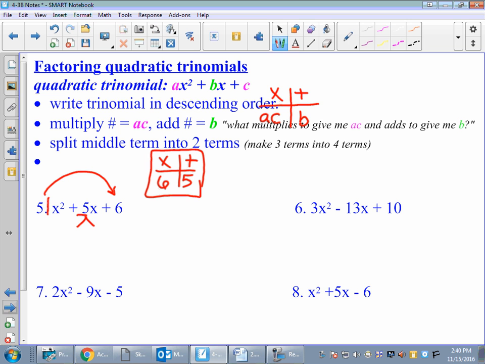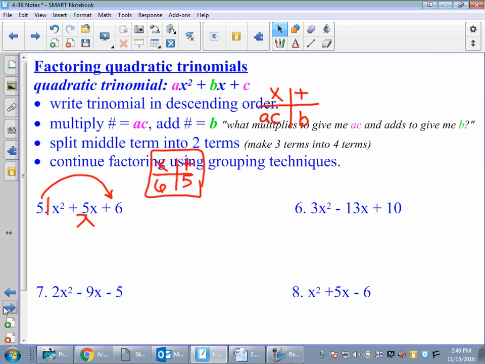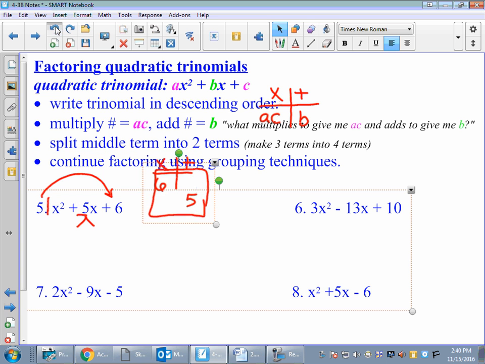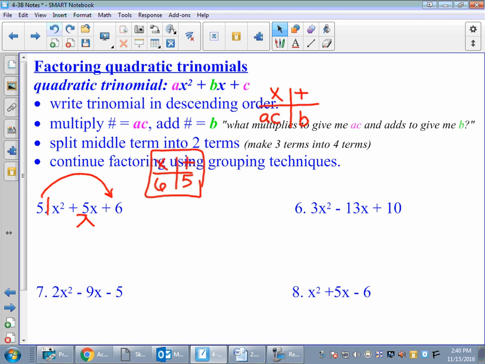Once we get it into 4 terms, we can simply just continue factoring the way we did when we used grouping. I can't move that, sorry. So if I can get this trinomial to look like a 4-termed polynomial, we can use grouping from the day before. So the whole issue is figuring out what 5x was before it was 5x. Was it a 2x and a 3x? Okay, was it a 6 and a negative 1x?